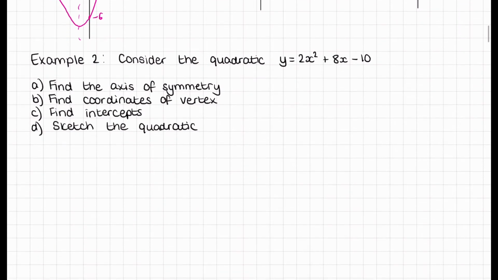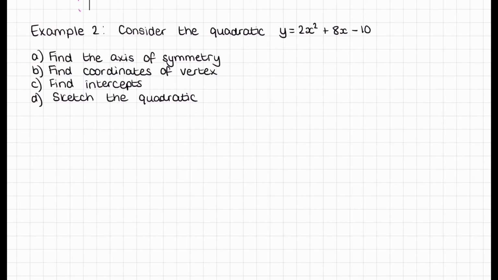Example 2, consider the quadratic y equals 2x squared plus 8x minus 10. First of all, find the axis of symmetry. In this form, the axis of symmetry equation is in your formula booklet. It's x equals negative b over 2a. b is the middle value, so that's 8. So it'll be negative 8 over 2 times the a value, which is 2. So the axis of symmetry value will be negative 8 divided by 4, which is -2. Remember, for axis of symmetry, we have to write x equals -2. If you don't write the x equals, no marks for the question.